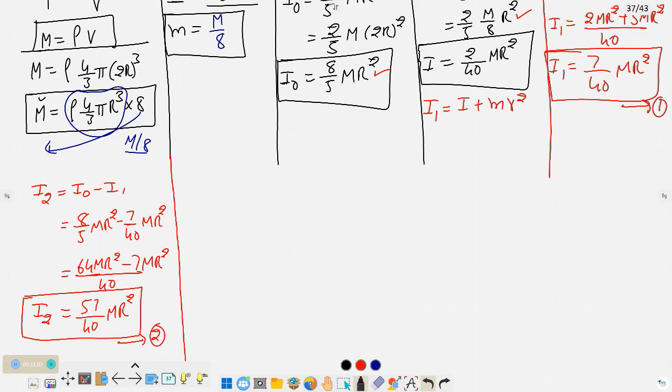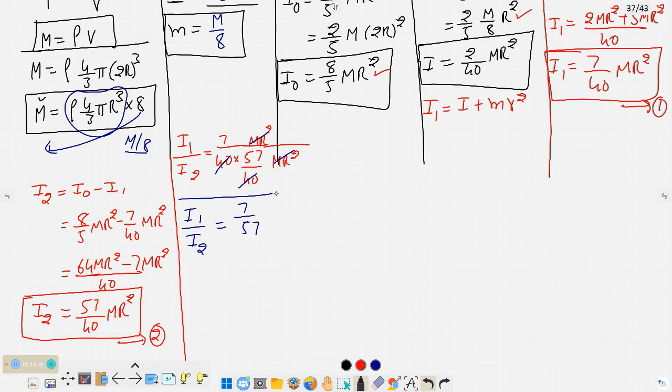Now our required question is, what is the ratio of moment of inertia of the small sphere to the remaining part? That is I1 by I2 about the y-axis. So what is the I1 value? Just we got, that is 7 by 40 mr square. In the denominator we have 57 by 40 mr square. Now this mr square we can cancel, 40 cancels. So the answer for the question, I1 by I2, is how much we got? 7 by 57. This is the answer to the question.